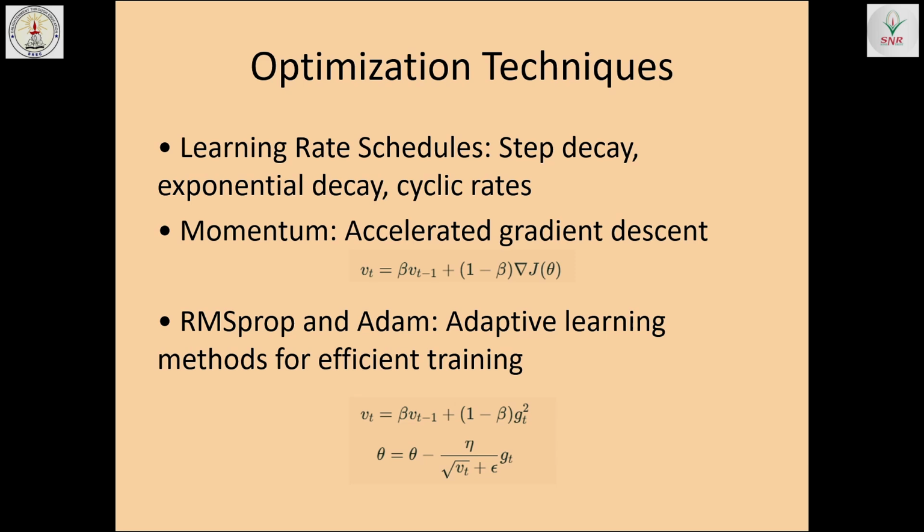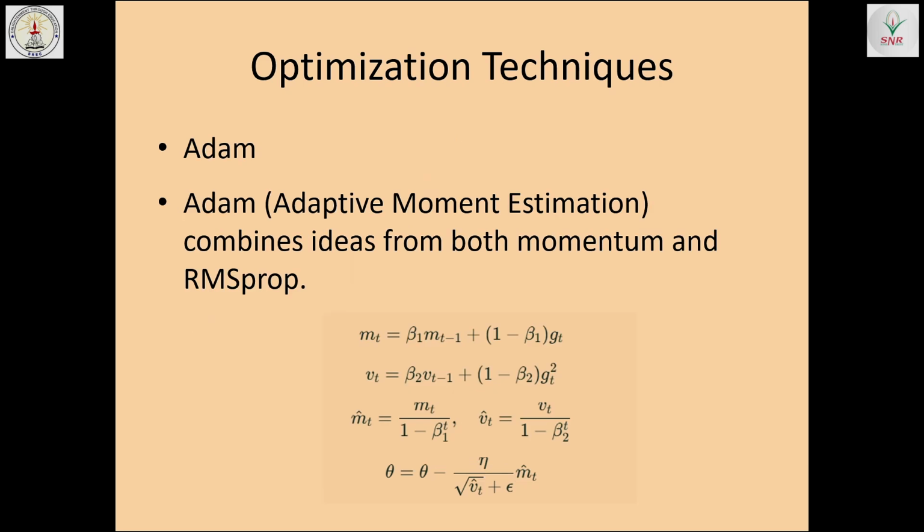Epsilon is the constant value that is needed for stability. So what the RMS prop technique will do is stabilize the gradient values. And then next we have the adaptive moment estimation, which is nothing but Adam. Adam will combine both the momentum as well as RMS prop ideas.